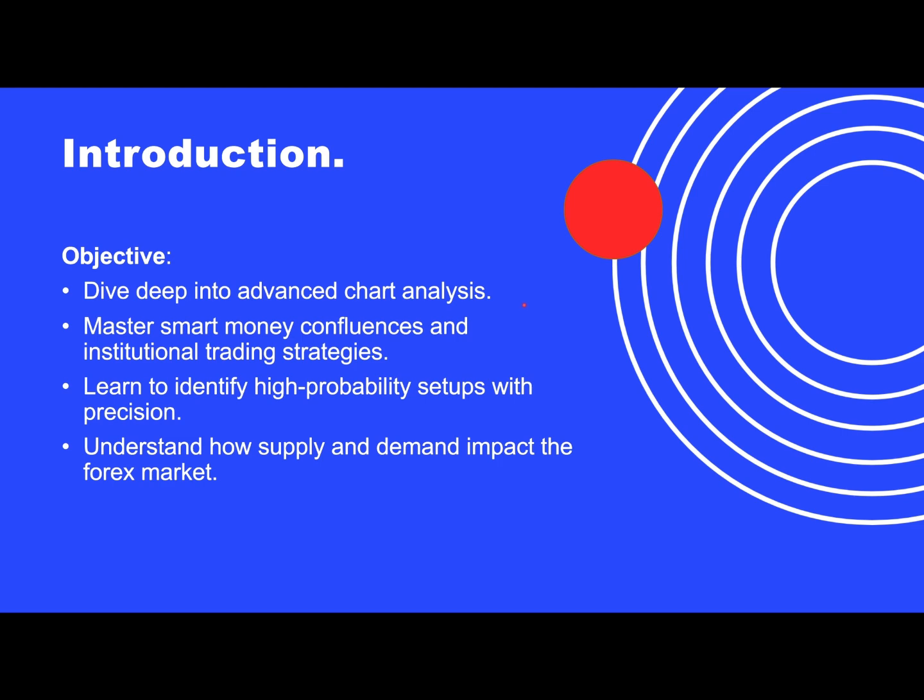And then we're also going to try and master smart money confluences and institutional trading strategies. We're going to see how smart money places their orders and how we can take advantage of smart money trading to make money or to make good trades in the market. And then thirdly, we're going to learn how to identify high probability setups with precision.